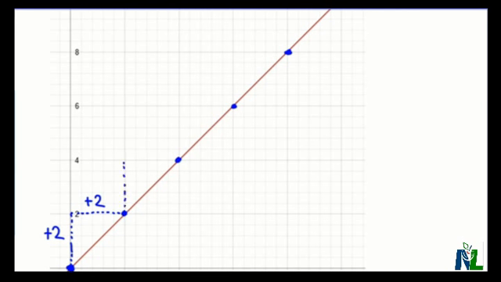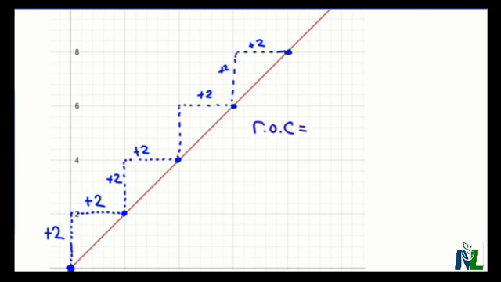And with the points that I have highlighted here, you can see that this pattern is continuing over and over. We're moving up 2 and right 2. So in this case, our rate of change is equal to our change in the dependent variable, which is 2 units, over the change in the independent variable, which is 2 units, which simplifies to 1.